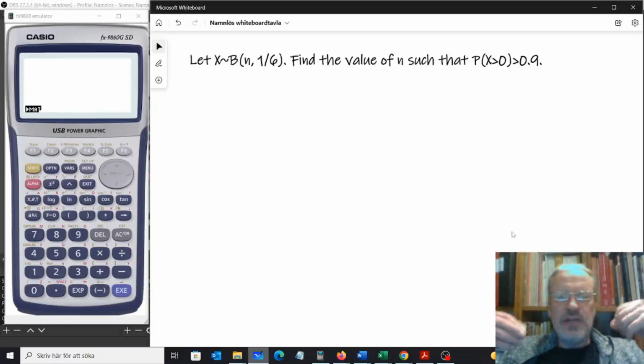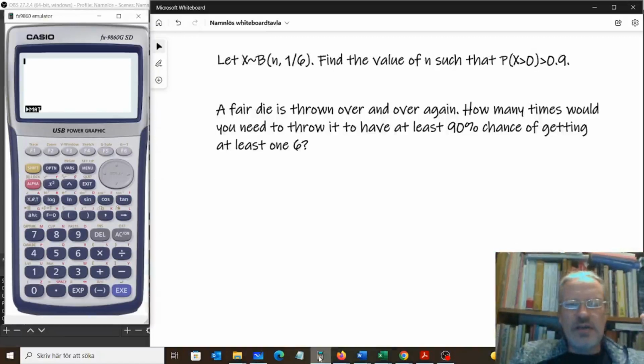And if you read a question like this and try to understand what it means, it might sound a bit hard, but let us put this in some context. So one possible way to get this distribution is to rephrase it like this. A fair die is thrown over and over again. How many times would you need to throw it to have at least 90% chance of getting at least one 6?